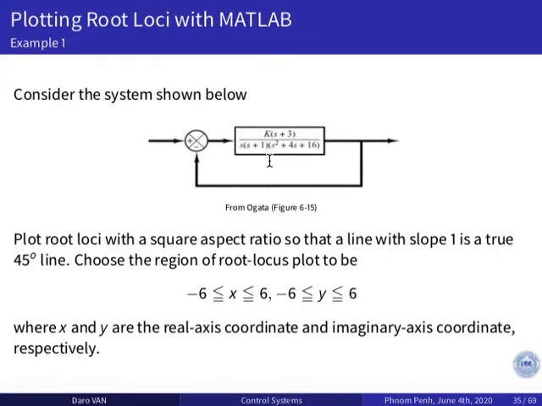Okay, let's consider the system below given by this function, and the question is this. Plot the root loci with a square aspect ratio so that a line with the slope 1 is a true 45-degree line, and choose the region between this.